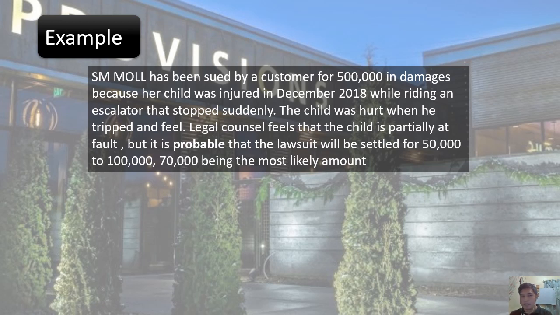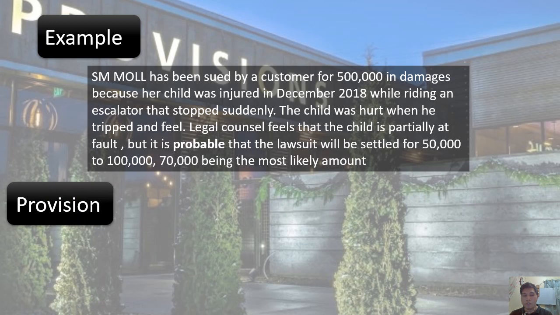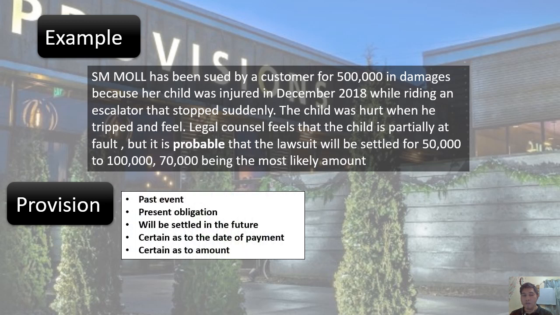So let's have a test. Based on the guidelines that we have discussed earlier, di ba? So for it to be recorded as provision, dapat mag-qualify muna siya doon as a liability. So first, is it a past event? The answer is yes because of the event that happened in the past, which is the injury to a child. And there is a lawsuit or pending lawsuit that is happening right now. So therefore, check po tayo doon sa past event.